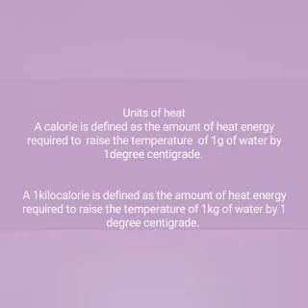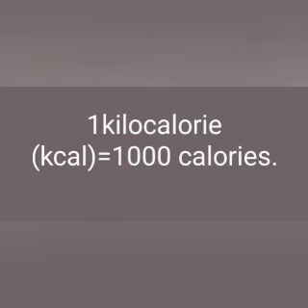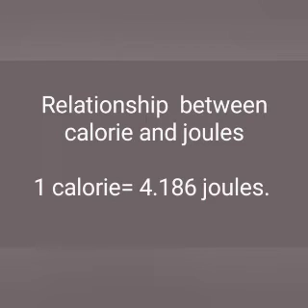Now, units of heat. Heat is a form of energy. The unit of heat is the same as that of energy. The SI unit of heat is joule. Other units of heat are calorie and kilocalorie. 1 kilocalorie is equal to 1000 calorie. The units calorie and joule are related as 1 calorie is equal to 4.186 joule. Children, you have also studied this in the chapter Energy.